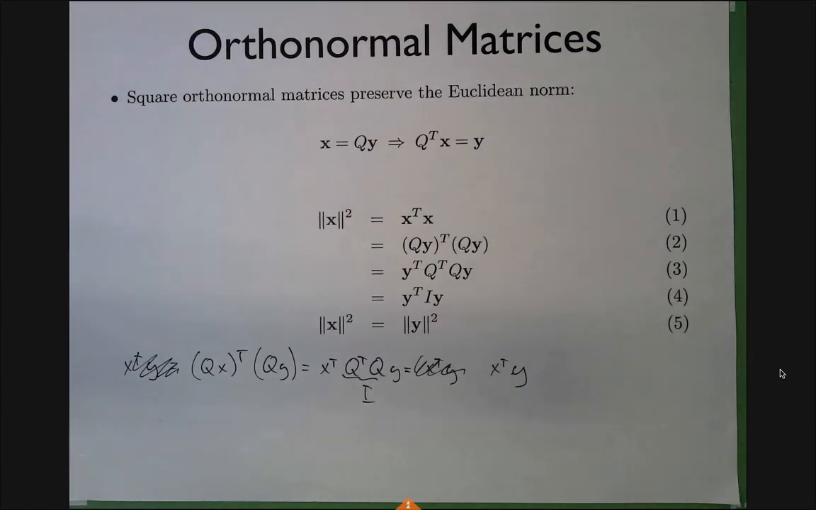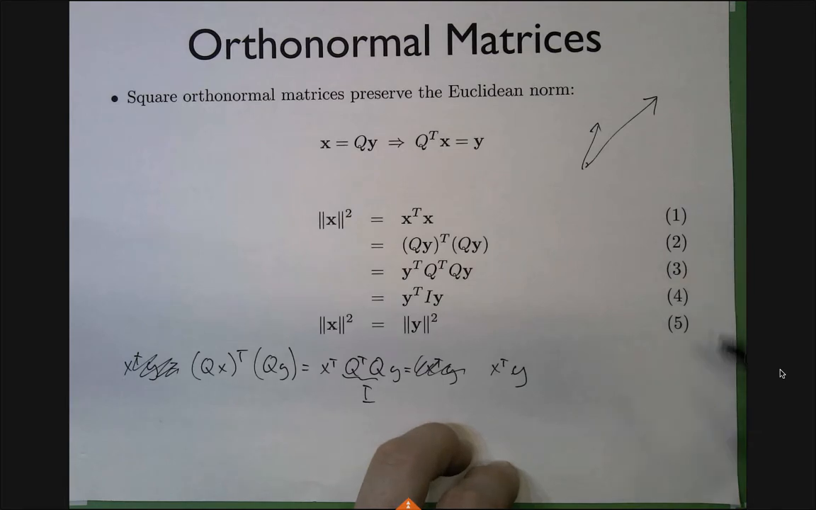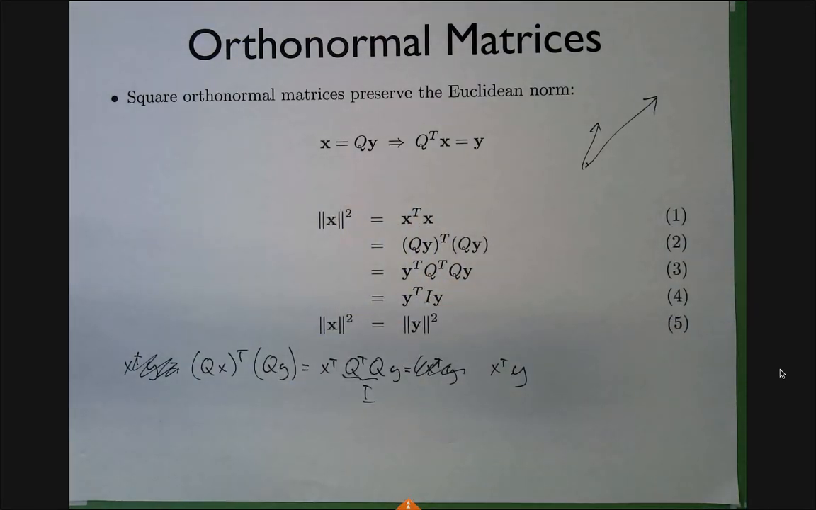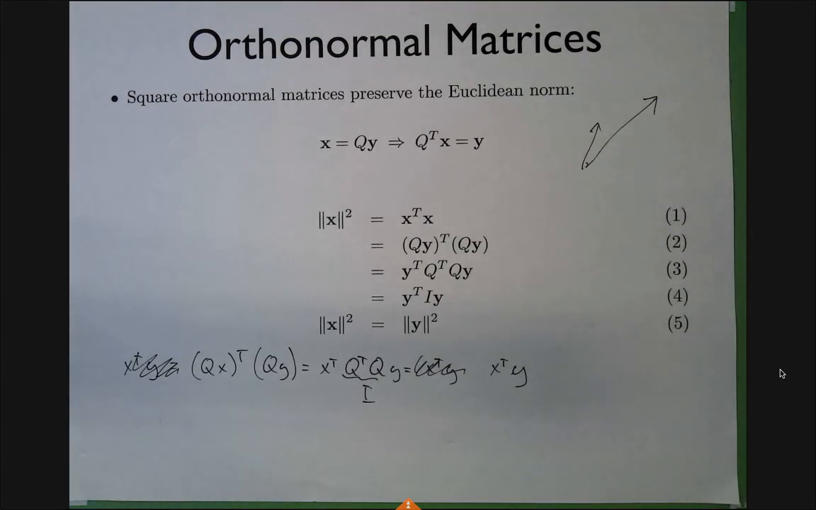If you think about it logically, it makes sense, because if I have two vectors with some angle in between, and I apply a rotation, that's what orthonormal matrices are, then the angle doesn't change.